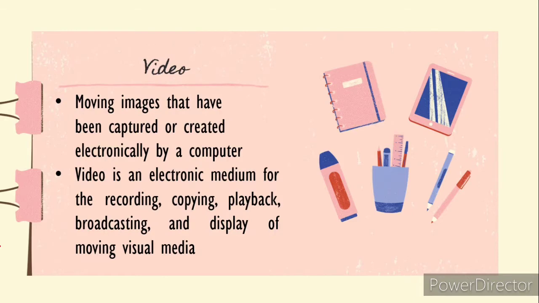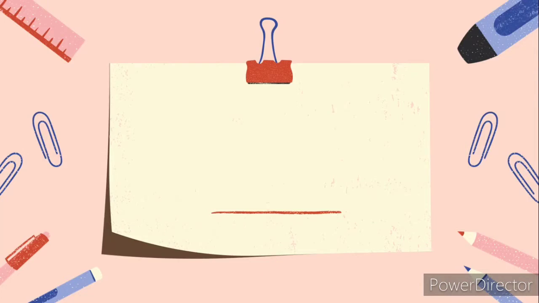Then we also have video. These are moving images that have been captured or created electronically by a computer. Video is an electronic medium for the recording, copying, playback, broadcasting, and display of moving visual media. These media again, when joined together, create a multimedia resource.